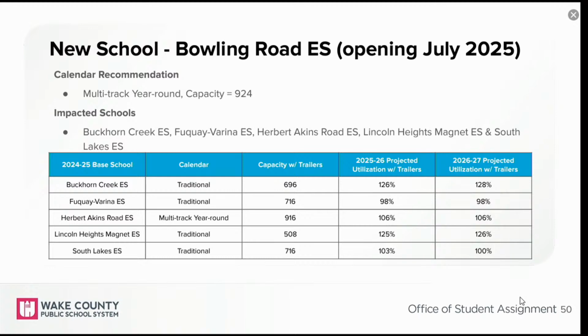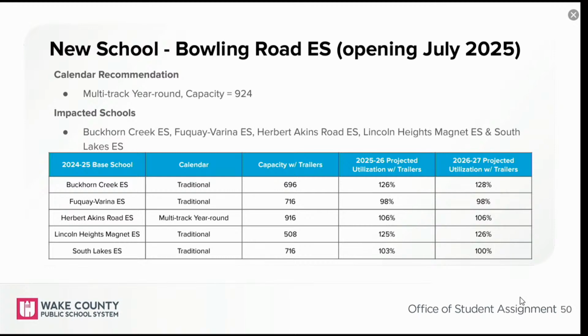But I don't want to act like that's not happening. I want to acknowledge that this recommendation does create that potential conflict. Because of what we had to do in this region to wait for Bowling Road, there are a lot of elementary schools projected to be impacted by the opening of this school: Buckhorn Creek Elementary, Fuquay Marina Elementary, Herbert Akins Road Elementary, Lincoln Heights Magnet Elementary, and South Lakes Elementary.